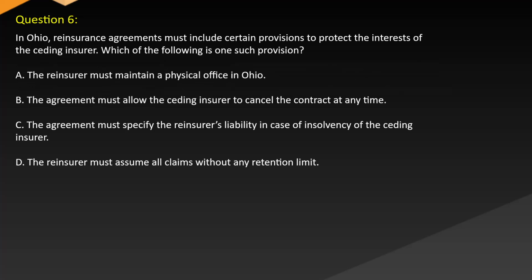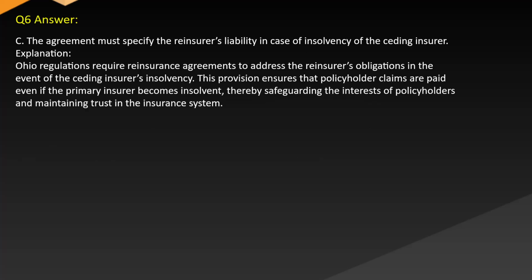Question 6. In Ohio, reinsurance agreements must include certain provisions to protect the interests of the ceding insurer. Which of the following is one such provision? A. The reinsurer must maintain a physical office in Ohio. B. The agreement must allow the ceding insurer to cancel the contract at any time. C. The agreement must specify the reinsurer's liability in case of insolvency of the ceding insurer. D. The reinsurer must assume all claims without any retention limit. Answer: C. The agreement must specify the reinsurer's liability in case of insolvency of the ceding insurer.